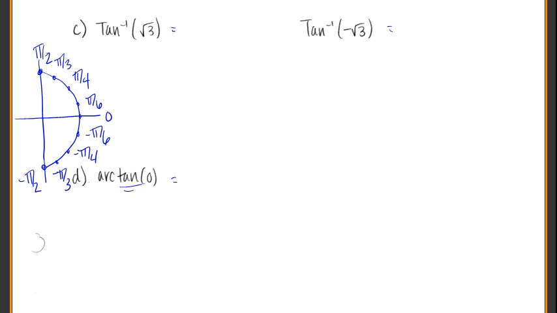When is arctan equal to 0? Okay, remember tangent is like sine over cosine. So for this to equal 0, it's basically when does sine equal 0? Well, the y value is only 0 in this window at 0. So the answer is 0, or if you want to write it using radians, you can say 0 pi.